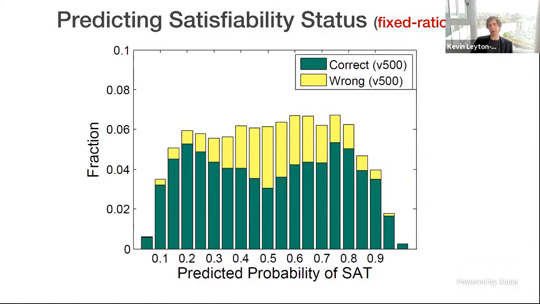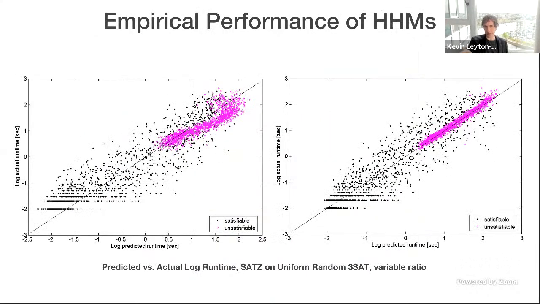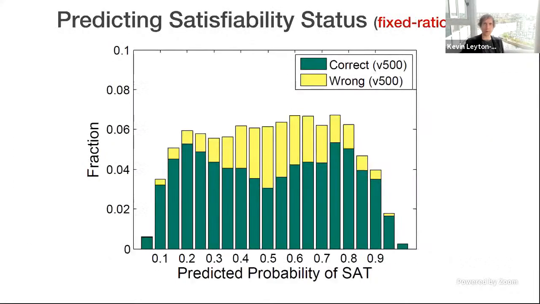So let me go back for the rest of the talk to fixed ratio. I just had the variable ratio problem, so I could show you this picture, which was on variable ratio. But going back to fixed ratio, for the rest of the talk, I don't want to think about predicting runtime anymore. That's really just how we came to this problem. I want to instead really think about this question of satisfiability status.